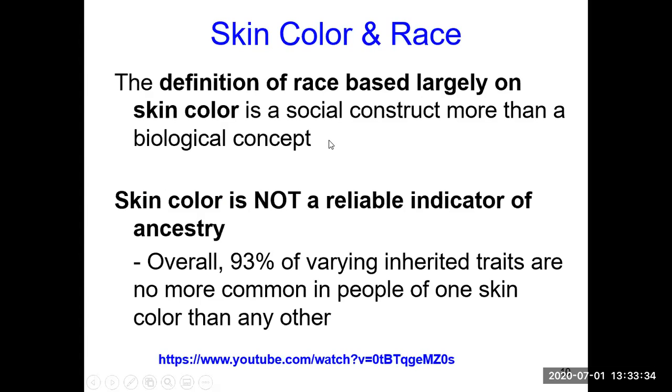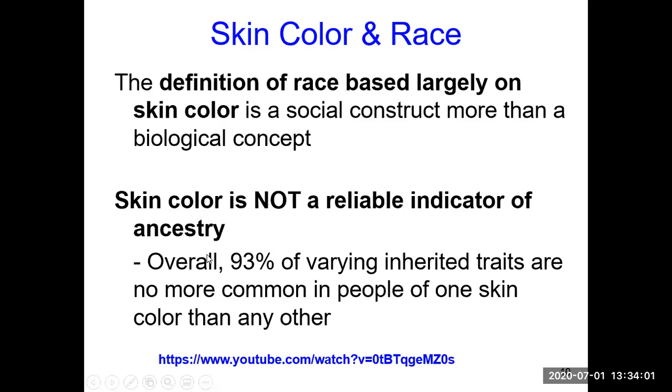Now, in the world, people usually associate skin color with race, but that is a total misnomer. Why? Because the definition of race, if you base it largely on skin color, is actually socially made. This is not a biological concept, or this is not even biologically correct, because skin color is not a reliable indicator of ancestry.